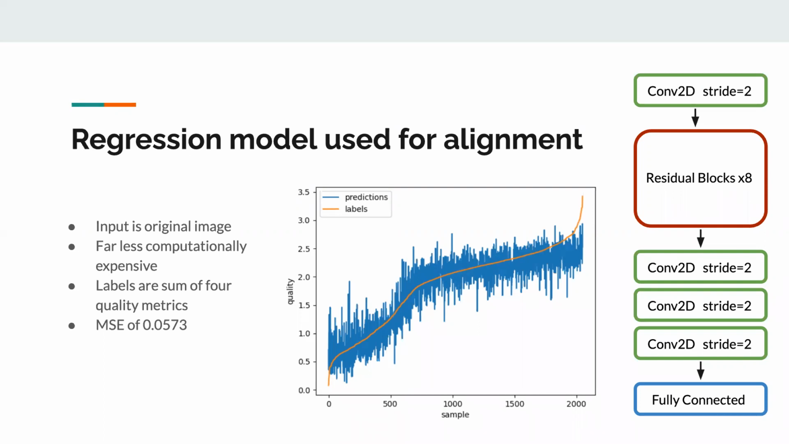But looking at the graph comparing the predictions with the labels, we decided that this model would perform well enough for the alignment model.